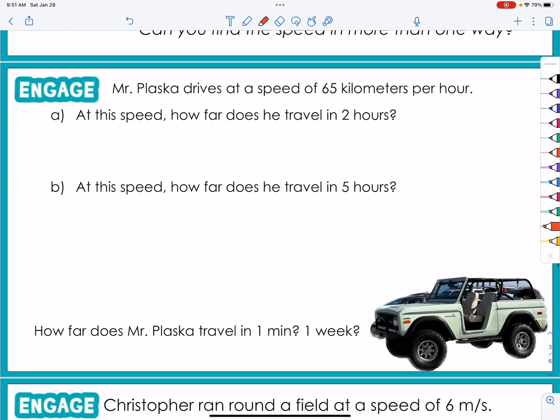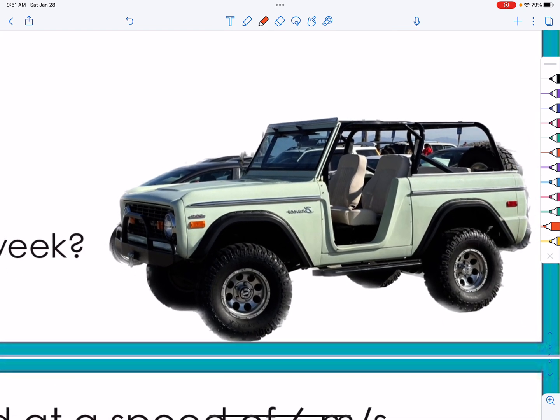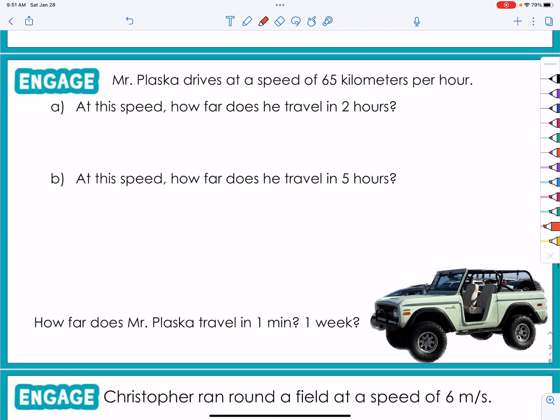So now if we look here, Mr. Plaskett drives. This is a vehicle that I saw in the parking lot at the beach one day and thought it was beautiful and wanted to steal, but I didn't because can't steal.